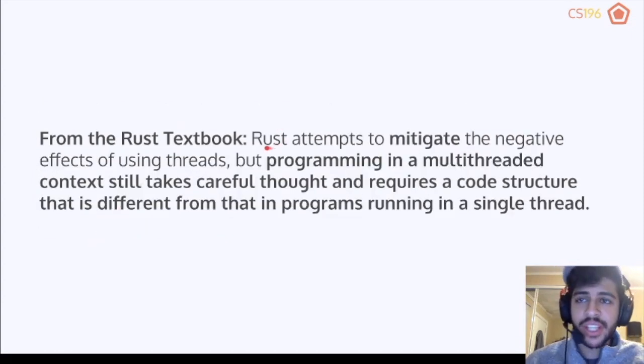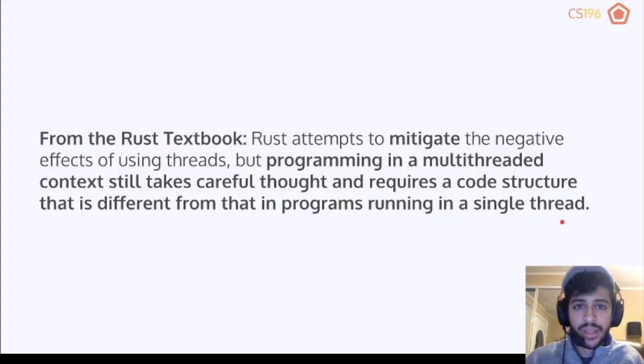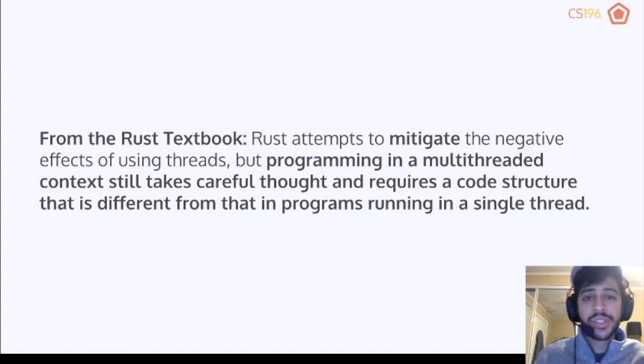And one last thing from the textbook. We say that Rust attempts to mitigate the negative effects of using threads, but programming in a multi-threaded context still takes careful thought and requires a code structure that is different from that in programs running in a single thread. In other words, Rust does want you to be fearless when you write concurrent programs. They want you to be a lot more comfortable than in C or C++ because they are taking care of a lot of the issues where the other languages fall apart. But with that said, concurrency is still hard and you still have to use your brain while you're programming. You can't just completely turn it off.